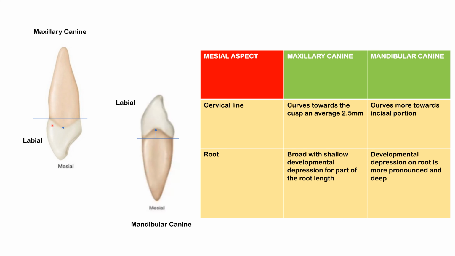Coming to the cervical line, in the maxillary canine, the cervical line curves towards the cusp with an average of 2.5 mm, whereas in the mandibular canine, the cervical line curves towards the incisal portion. Coming to the root, in the maxillary canine, the root is broad with shallow developmental depressions for part of the root length, whereas in the mandibular canine, we can see developmental depressions on the root which are more pronounced and deep.